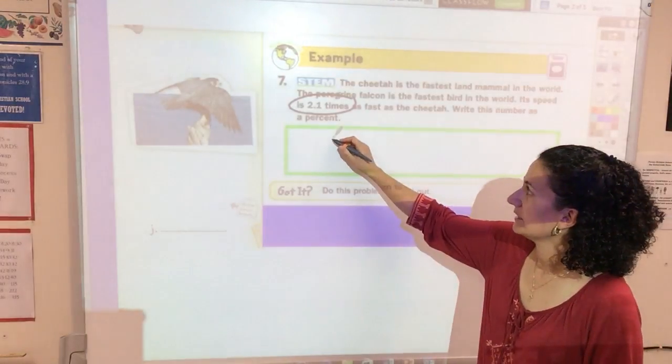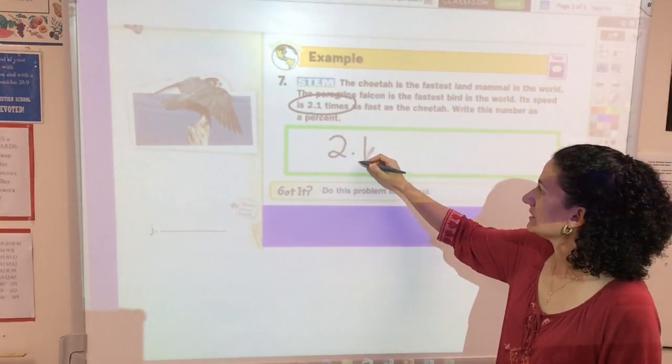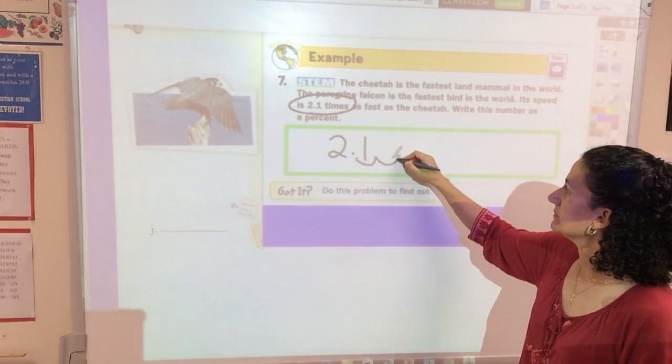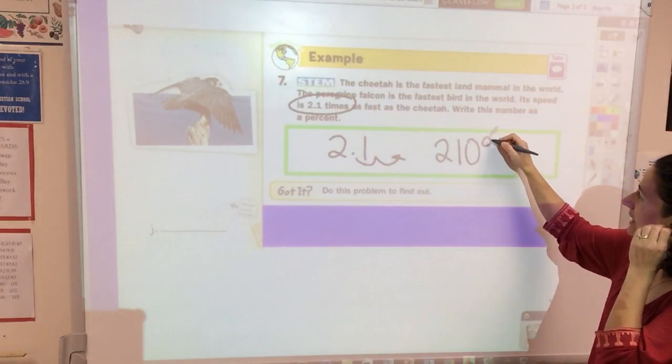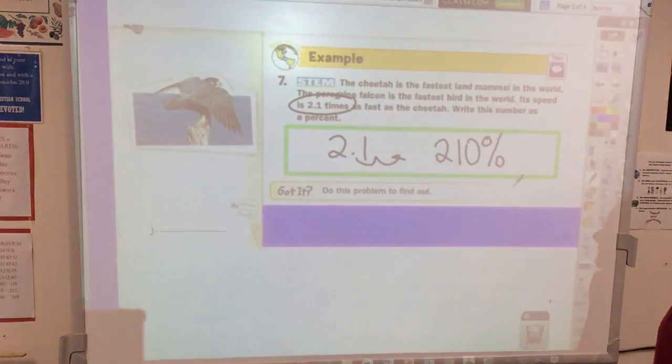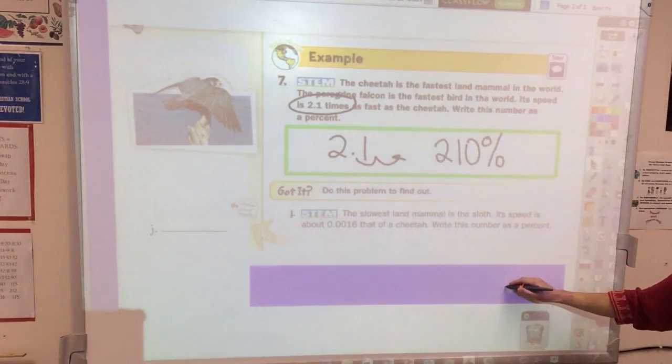So we're going to take the same process. Just move the decimal 1, 2 times to the right. So that means this is 210%. That means that falcon, the peregrine falcon, is 210% faster than the cheetah. Pretty cool. Try this real life problem.